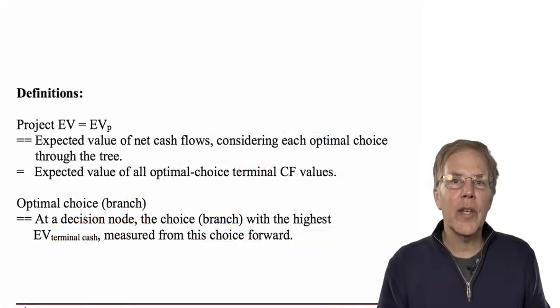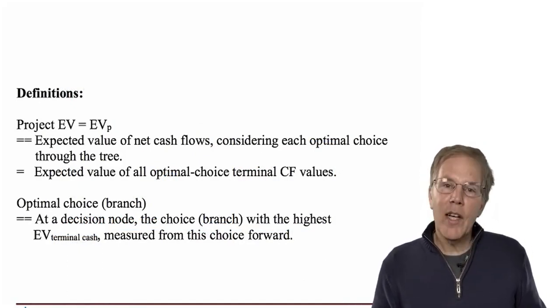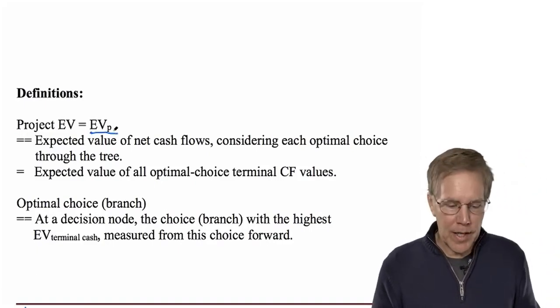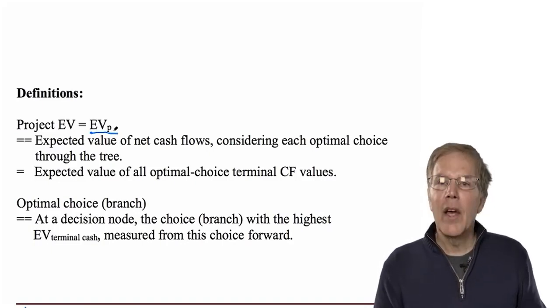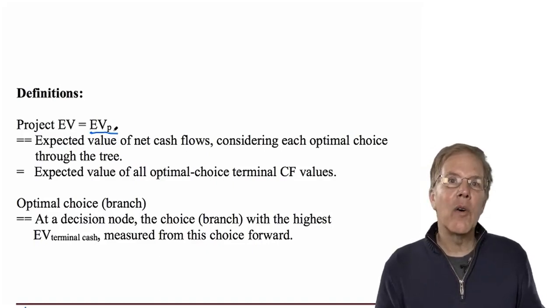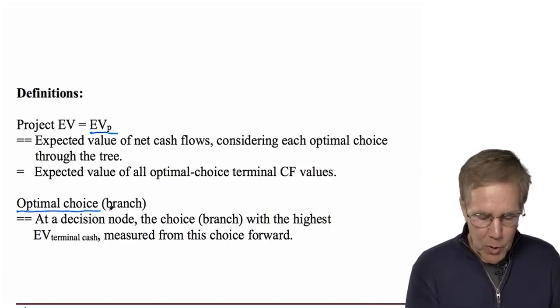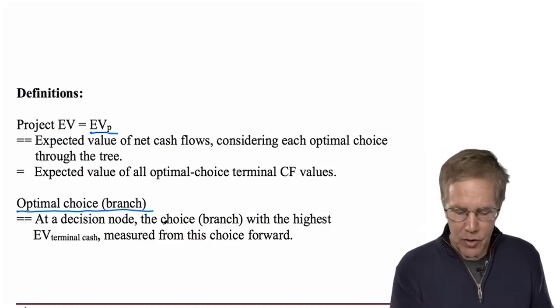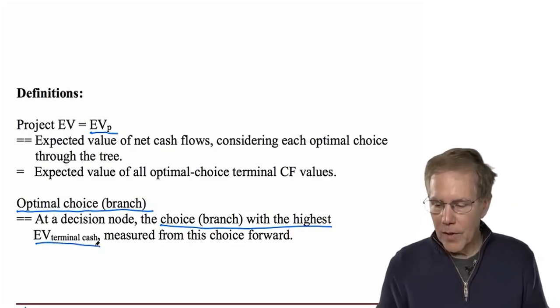Few more definitions we're going to need to know to make this happen, okay? The project expected value, we're going to call EVP. I've been throwing that around without defining it carefully. This is the expected value of the net cash flows when moving through the tree, considering only each optimal choice, each recommended choice through the tree, okay? And what's an optimal choice at a branch node? That's going to be, as I said, the choice or the branch with the highest expected value for the project.